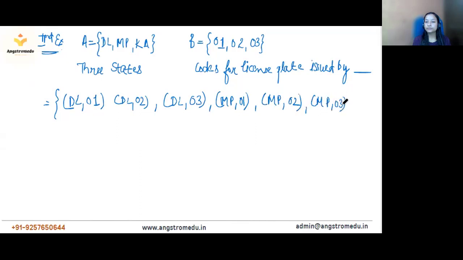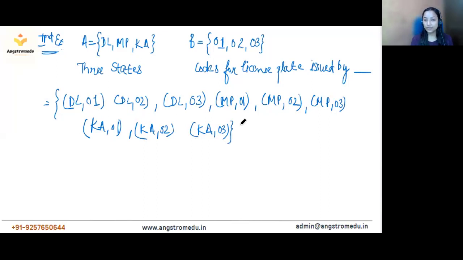Okay. Then Karnataka is left. I can say Karnataka is also giving 01. Karnataka is also giving 02. Then Karnataka is also given 03. So these are the available codes for a license plate.